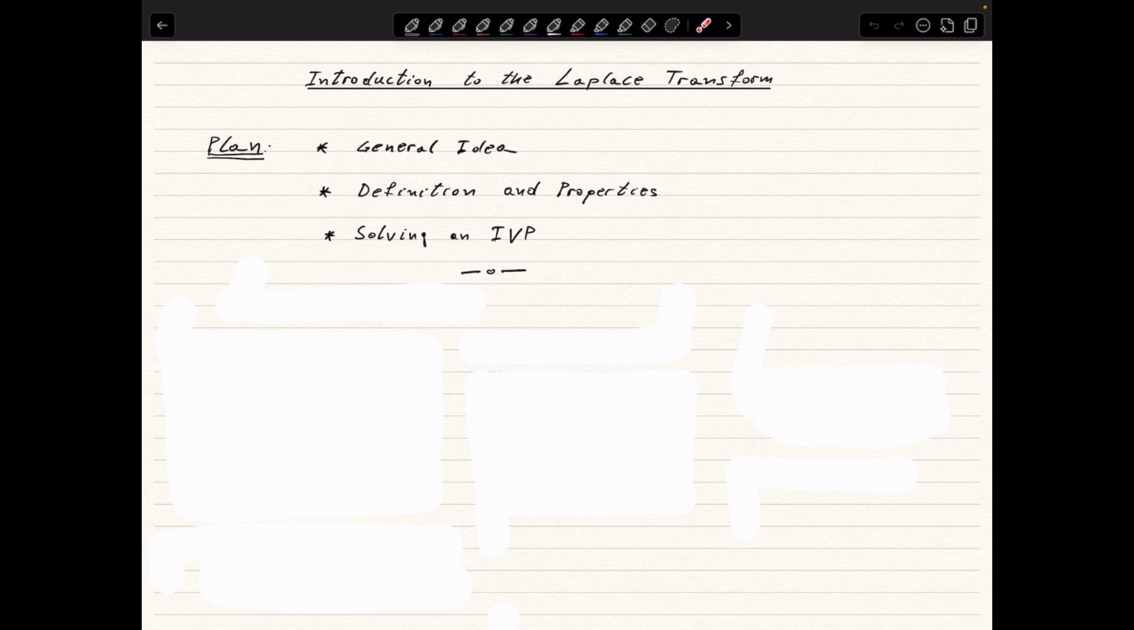In this video we are going to introduce the Laplace transform method to solve differential equations. We are going to start with the general idea, how this method works, then the main definitions and properties of the Laplace transform, and then we are going to use all that to solve a differential equation with an initial condition. So that's the plan for today.